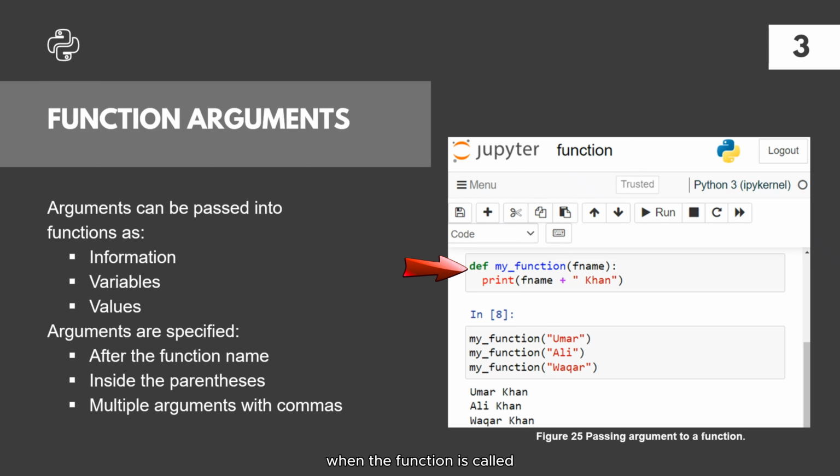When the function is called, we pass along a first name which is used inside the function to print the full name, as shown in figure 25. In cell 8, we call the function with the function name myFunction and also by passing the string value as arguments inside the parentheses. We call this function 3 times. Each time a different name is passed as an argument. That is why you see a different first name each time a function is called.